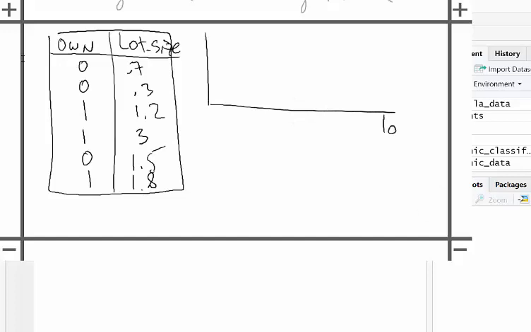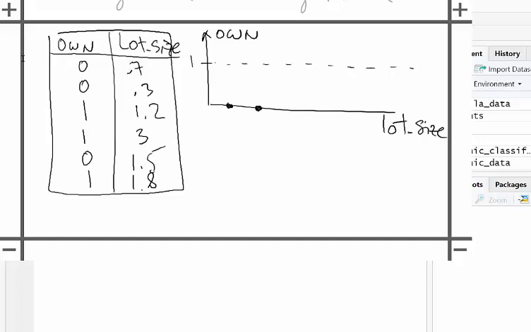So lot size is my predictor, right? Lot size is the predictor. And here I have ownership, right? And the answers are either zeros or ones. So first person has 0.3, and he is right here, and this is 1. Next person is 0.7, so he is right here. He doesn't own a lawnmower, right?